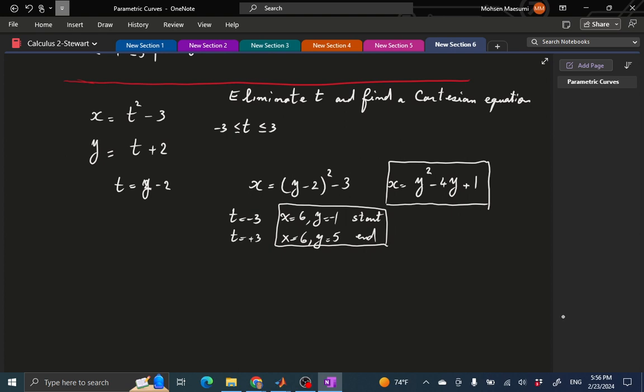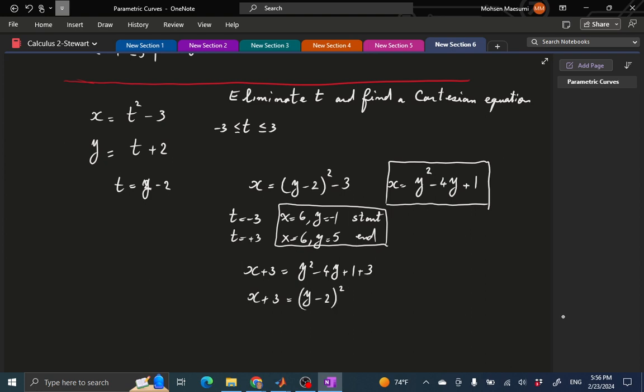So let's go complete the square so that I'll write it in a standard form. To do that, I add 3 to both sides. So I'll have x plus 3 is equal to y squared minus 4y plus 1 plus 3. Why did I do that? Because now the right hand side is a complete square.